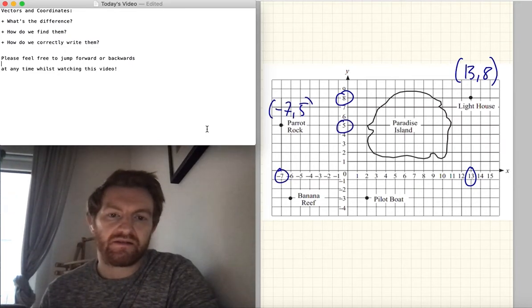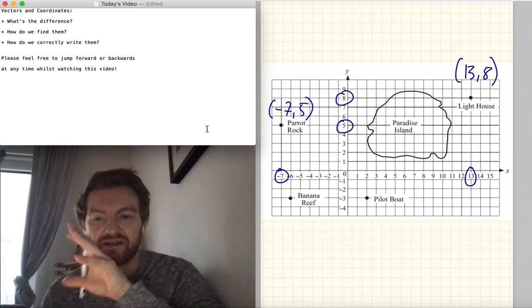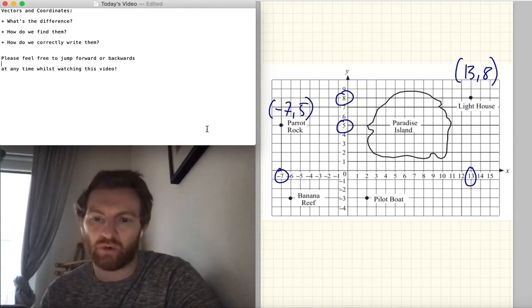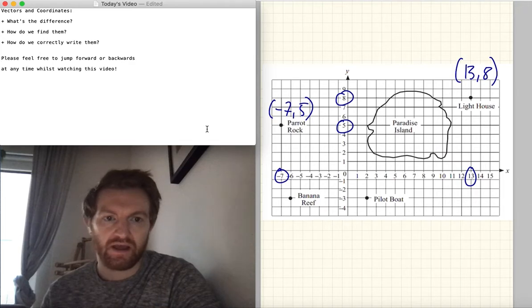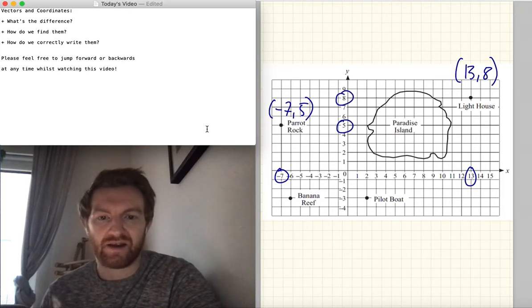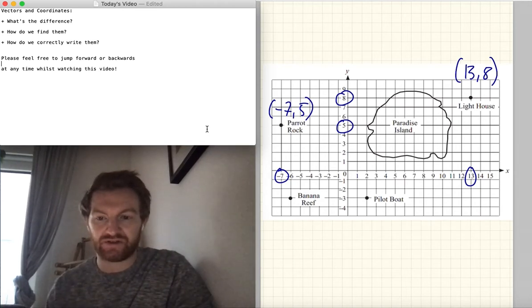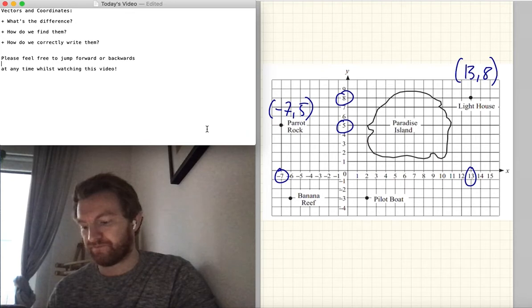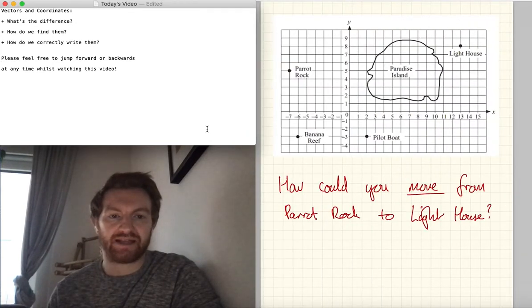But coordinates, as you can see, that map isn't changing. Things are where they are. So think of coordinates as like an address. It's like a fixed point. It's not going anywhere. It just is where it is. But let's imagine instead of knowing where Parrot Rock was and where the lighthouse was, instead I wanted to know how to move from one to the other. So I wanted to know, how can you go from Parrot Rock to the lighthouse?